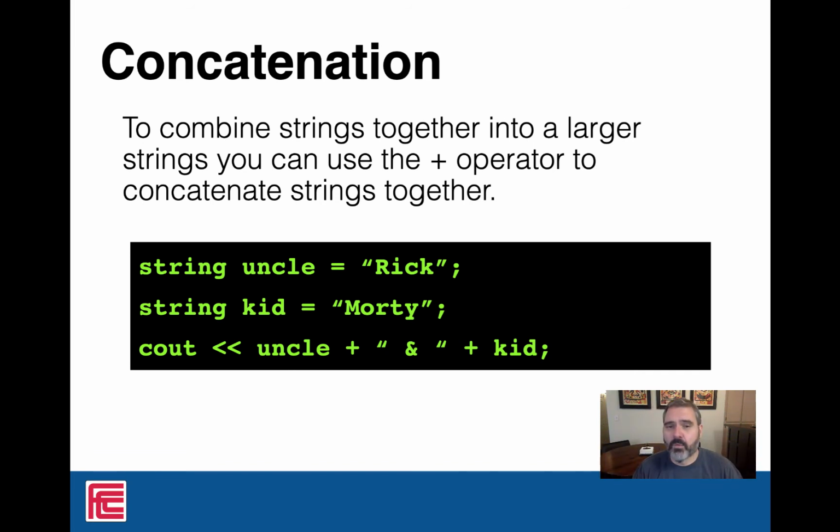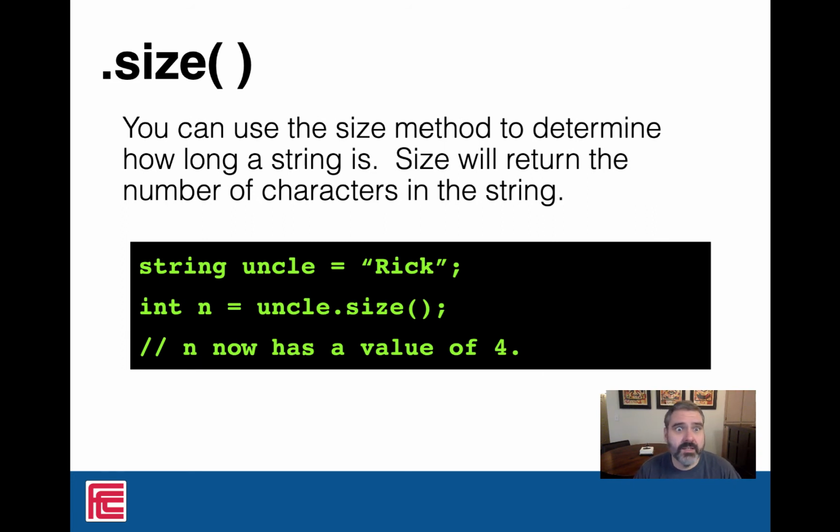The plus operator will work so long as the thing on the left and the thing on the right are both strings. So you can concatenate strings together. Strings know how big they are. So you could just say, hey, I've got a string called uncle, so what's uncle.size? Uncle.size happens to be 4, right? There's 4 characters in that string. And if there's a null terminator, we're just not going to count that one. We're going to count the ones that actually matter.